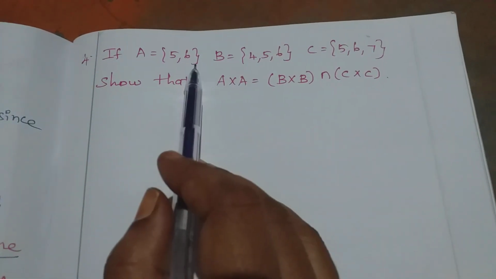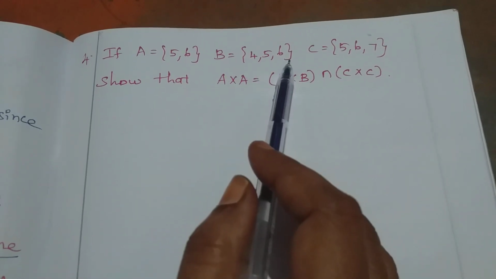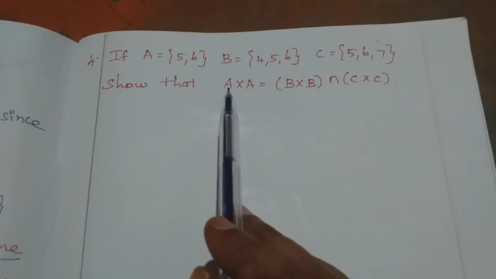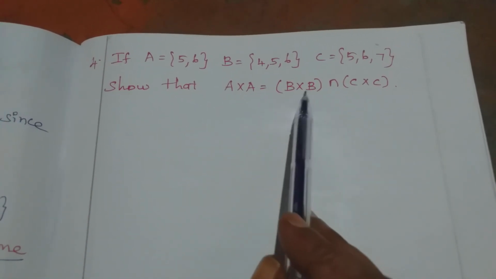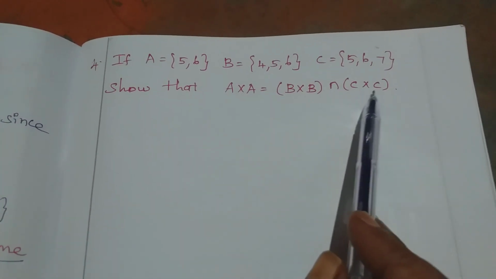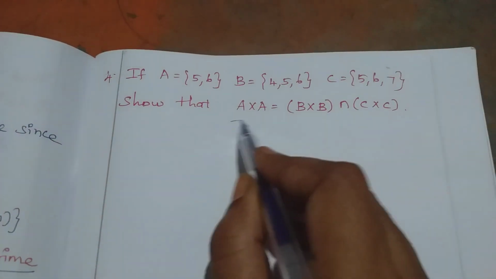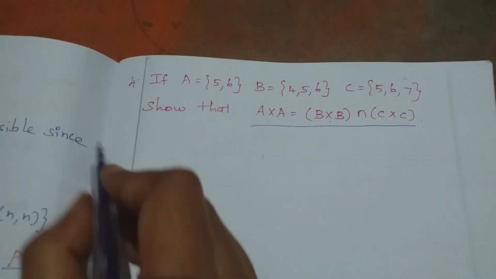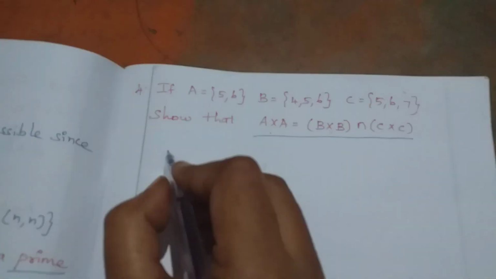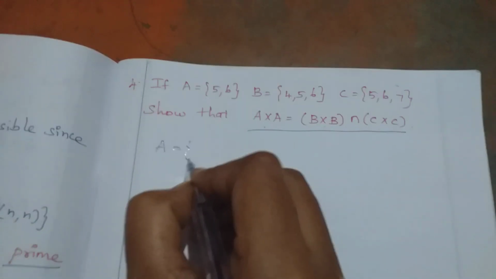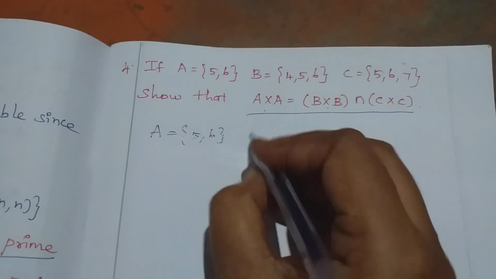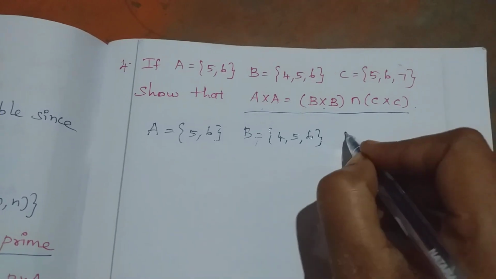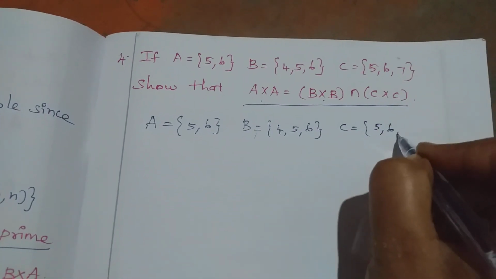The A set has 5, 6. The B set has 4, 5, 6. The C set has 5, 6, 7. You have to show that A cross A equals (B cross B) intersection (C cross C). So you have to prove this: LHS equals RHS. Now we are going to find the LHS first. So what is given? A is {5, 6}, B is {4, 5, 6}, C is {5, 6, 7}.